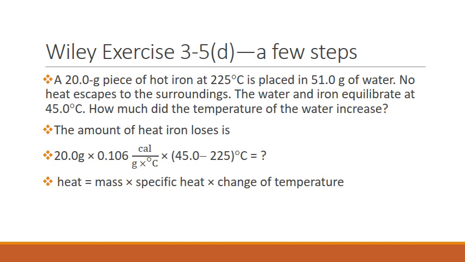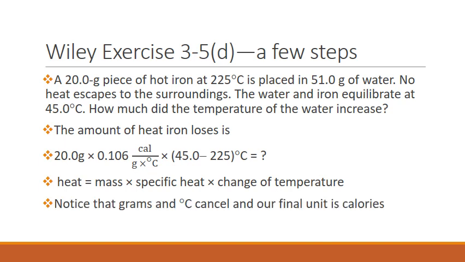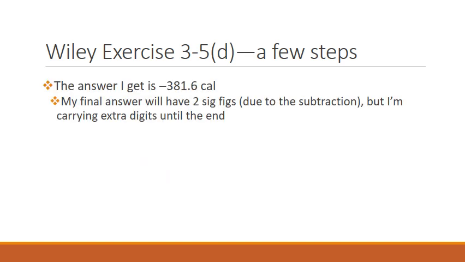Okay, we know heat is mass times specific heat times change of temperature. Notice that grams cancel, degrees C cancel, our final unit is calories. Now the numeric answer I get is minus 381.6 calories. Now the final answer for the problem is going to have two significant figures. It changes from 3 to 2 due to the subtraction, but I'm going to carry extra digits until the end of the problem.